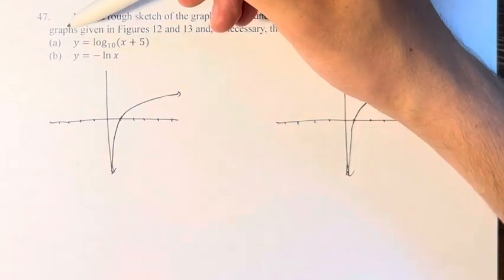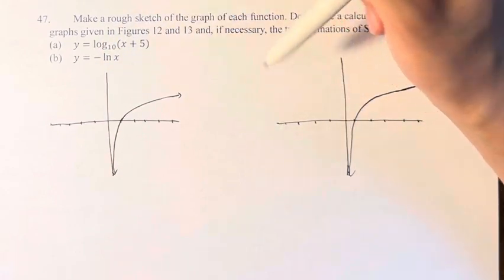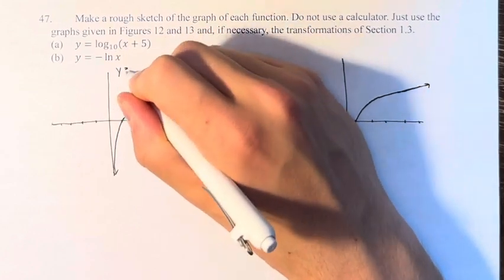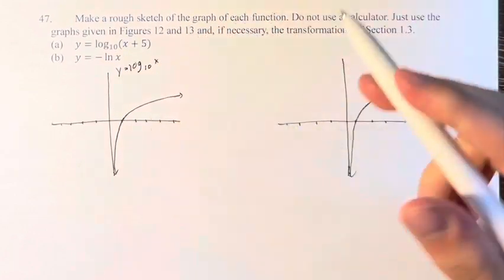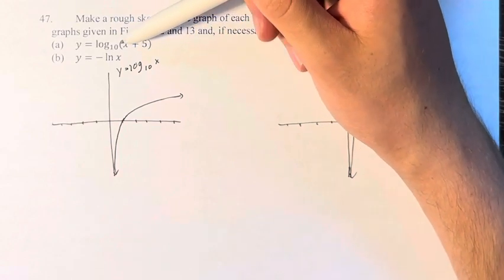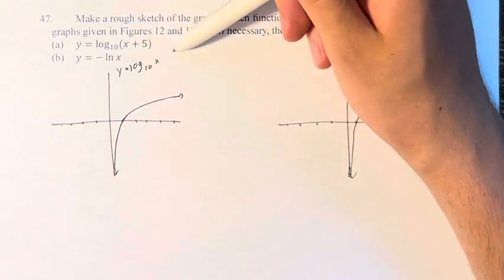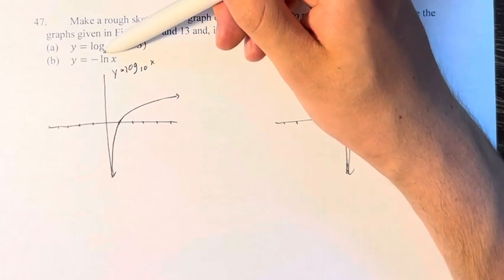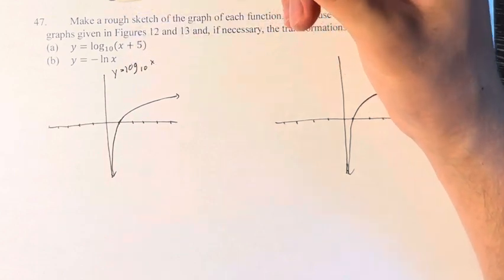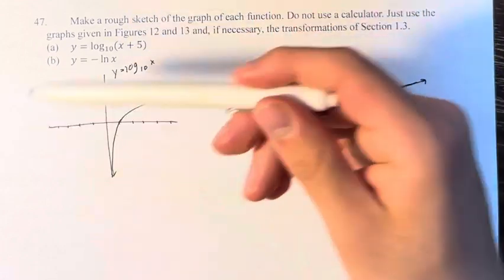So for part A, we're asked to graph the function y equals log base 10 of (x plus 5). We're going to do that based off of this graph, which is y equals log base 10 of x. So if we're adding 5 within the function, right, it's not a plus 5 on the outside, therefore it's a horizontal shift. And plus 5 means it is to the left. Minus 5 would have been to the right. So we have to move this over 5 units to the left.